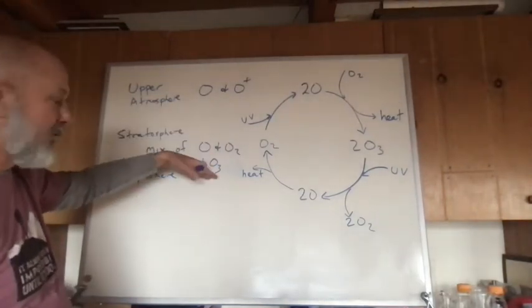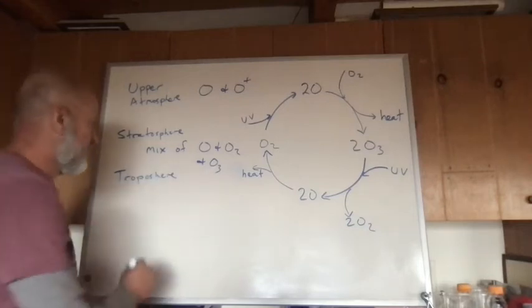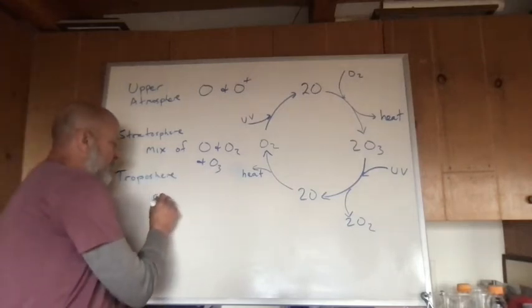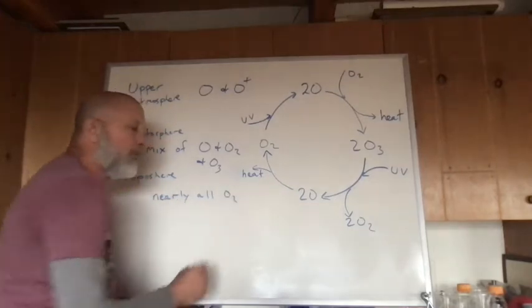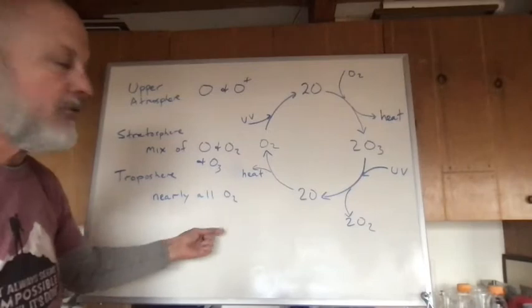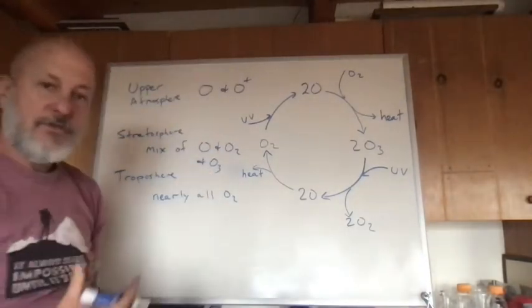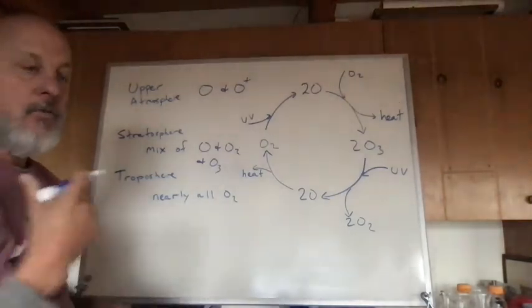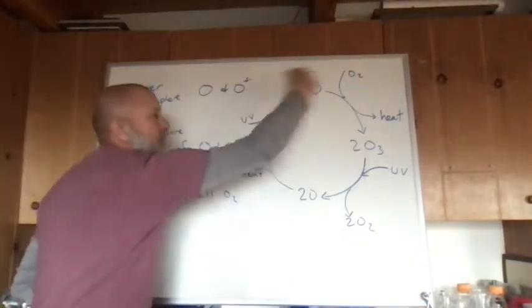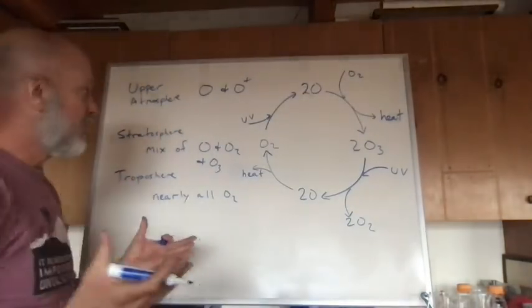Then, of course, that's going to filter a lot of the UV light in the stratosphere. We get down to the troposphere, and it's nearly all O2. The most stable form of oxygen is O2. So once we've filtered all this stuff out, the O2 is staying put. What we're going to do is look at this cycle and see how the UV light that's being absorbed is being turned into heat.